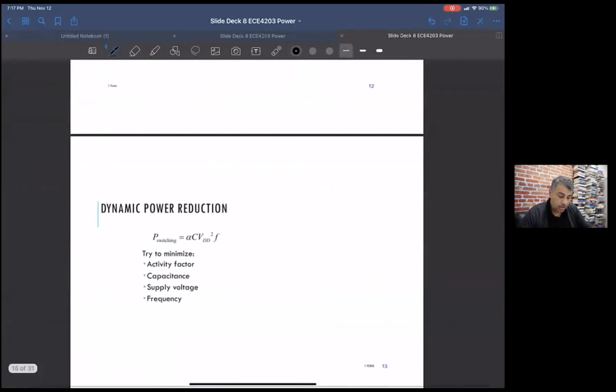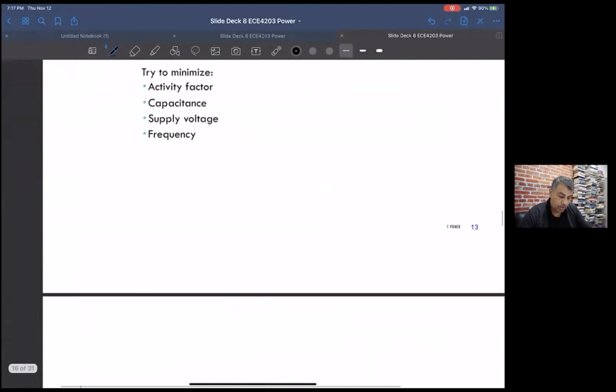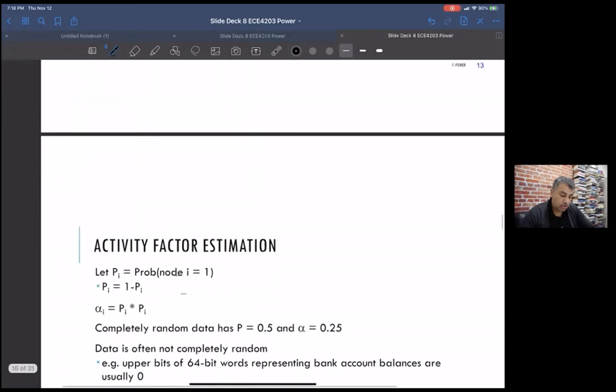Okay, so what do I want to say here? I guess I just said it. So basically what you want to do is minimize how much of your circuits are on at any given time. That's the activity factor, and switching capacitance, voltage supply, and frequency. Let's look at all this stuff.